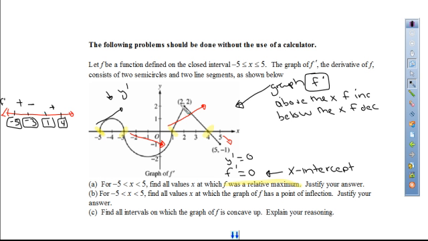The reason it's positive is because it's above the x-axis. So when my x value is 2, my derivative is positive. And then from 4 to 5, I am below the x-axis, so it's negative. So which ones are my relative maximum? My relative maximum is going to occur here, because I'm going from positive to negative, and right here at 4, because once again I'm going from positive to negative. So the relative maximums are when x is -3 and x is equal to 4.